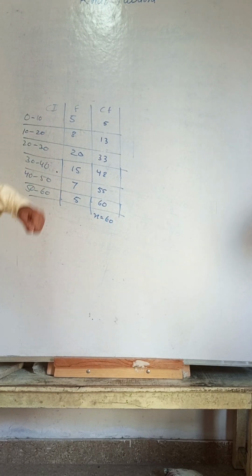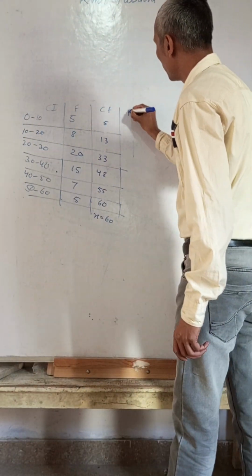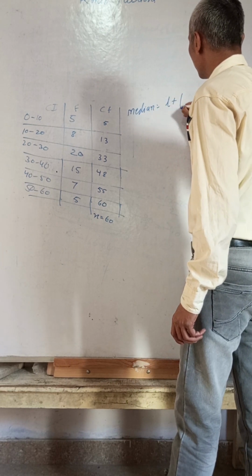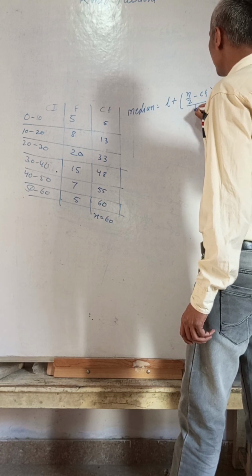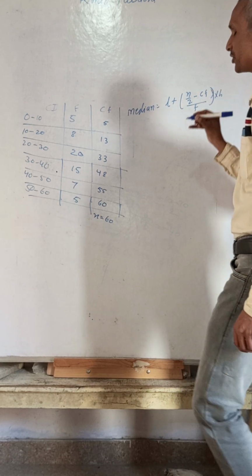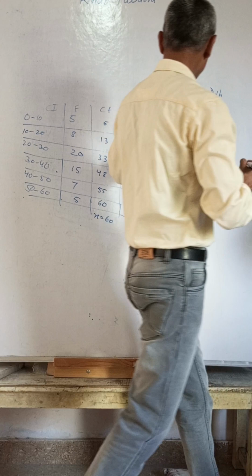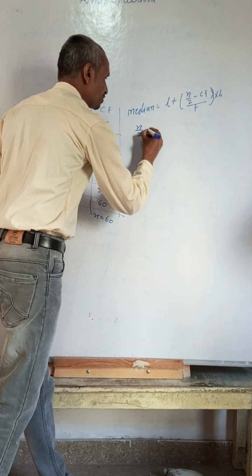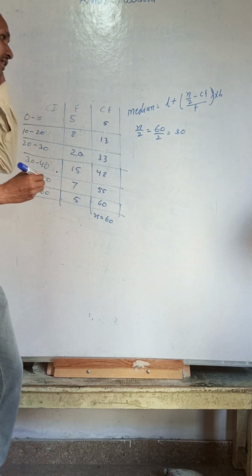N is equal to what given? 60. Now you are going to find the median. So median is equal to, formula you know, L plus n by 2 minus CF by F into H. This is your formula. Okay. Now first of all you have to find the n by 2. So n by 2 is equal to 60 by 2, which is 30.